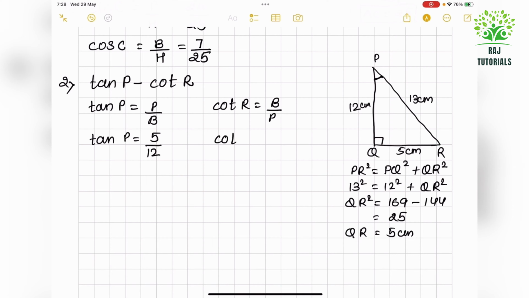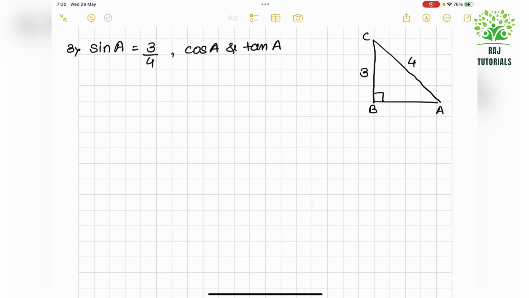And here cot R. Now I am taking R, this angle. Now perpendicular will be 12 and base will be 5. So 5 by 12. Now they have asked me to find tan P minus cot R. So putting the values, I will get 5 by 12 minus 5 by 12. So that will be 0.